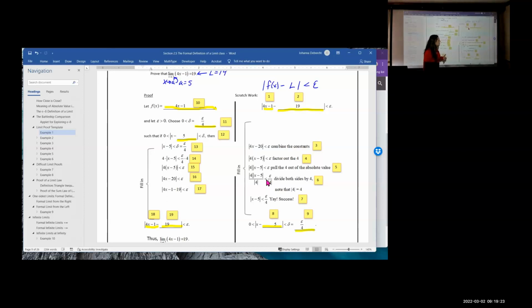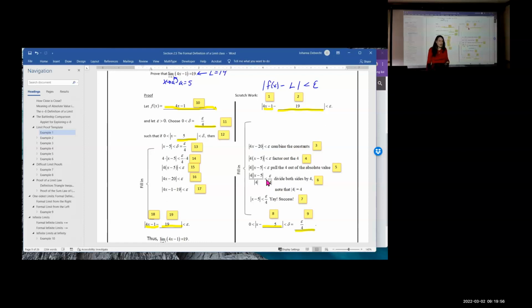Then the next thing that we're going to do is combine the constants, minus 1 minus 19, and write it as minus 20. This is the third thing we do. The fourth thing we do is factor the 4, because we have a common factor of 4 inside the absolute value. We factor it out. Once we've pulled the 4 out, the absolute value of 4 is, of course, 4. And then we're going to divide both sides by 4.